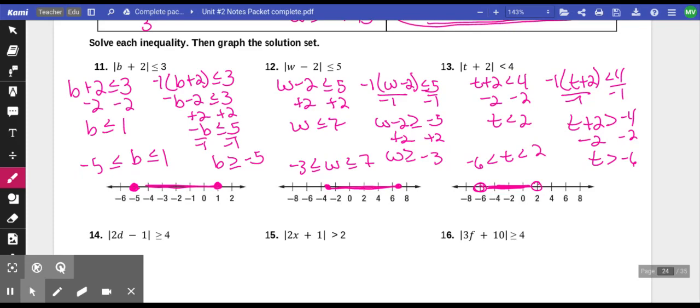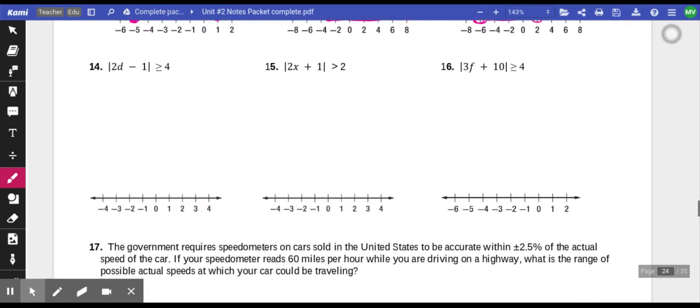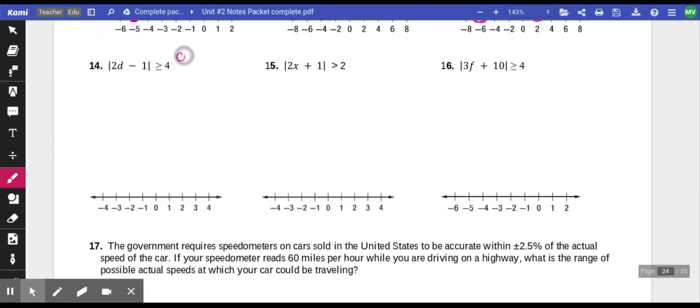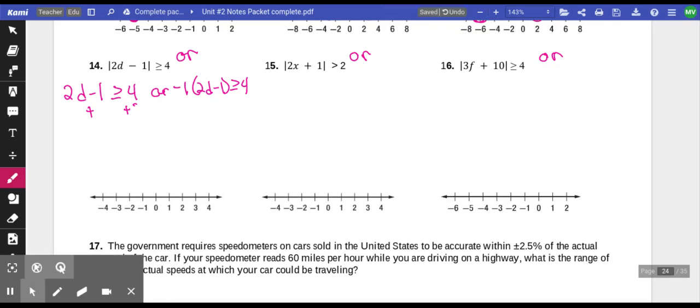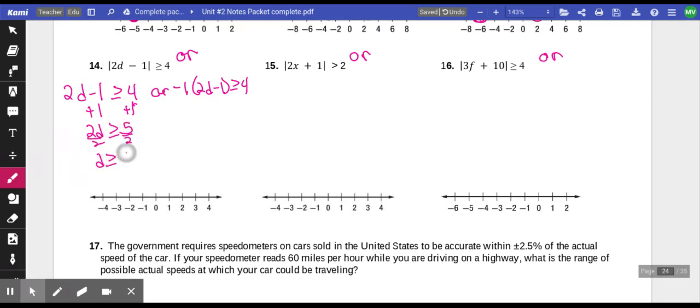So now number 14 is greater than. Keep in mind that when it's greater than, these three are all going to be or because they're greater than. So again, my process is still the same. So it's 2d minus 1 is greater than or equal to 4, or -1 times (2d minus 1) is greater than or equal to 4. I still solve that the same way. I add 1 to both sides. I get 2d is greater than or equal to 5. Divide by 2. d is greater than or equal to 5.